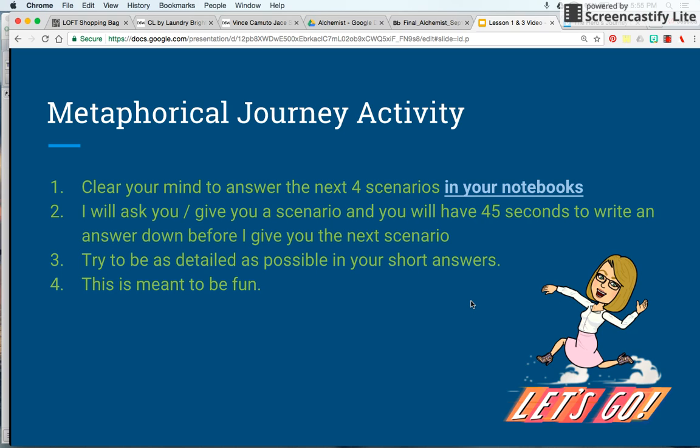Don't think about anything. I'm going to give you these scenarios, and I will give you about 45 seconds to write anything and everything down that you can. Don't think too much about it. Just write down what comes to mind, and then wait for the 45 seconds to be up, and I'll give you the next scenario. Try to be as detailed as possible in your short answers. Because you only have 45 seconds, I understand that might be a little bit hard, but again, try to be as detailed as possible. And secondly, you're meant to have fun. So have fun with it, be kind of kooky, crazy, and that's all good.